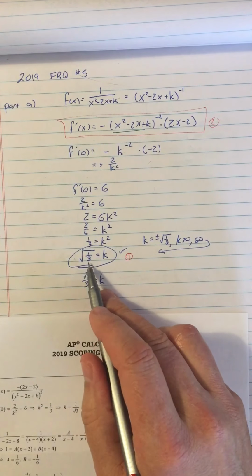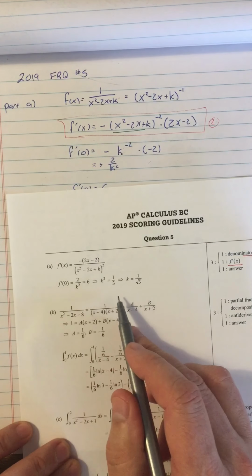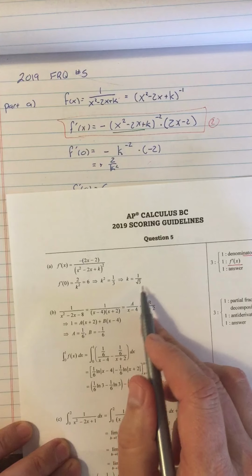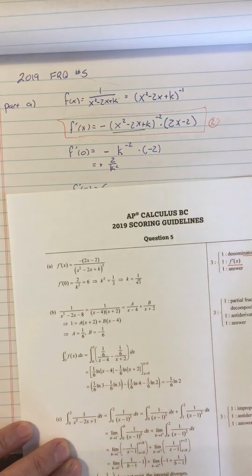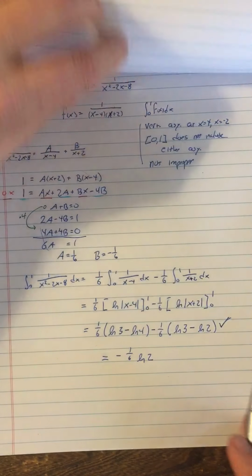The only thing you can't do is leave it as k squared equals 1 over 3. If I do that, I haven't really solved for k. So I need to say square root of 1 over 3, or 1 over square root 3, or square root 3 over 3. They didn't make any note about k positive, so I think we didn't really have to do that, but it's nice to do.